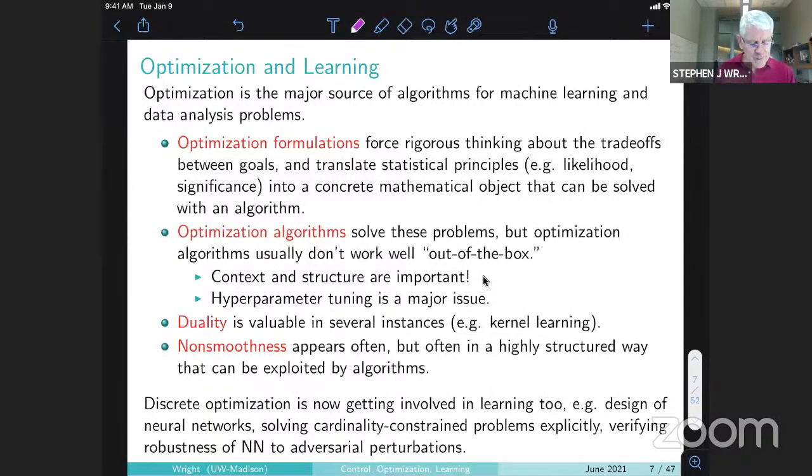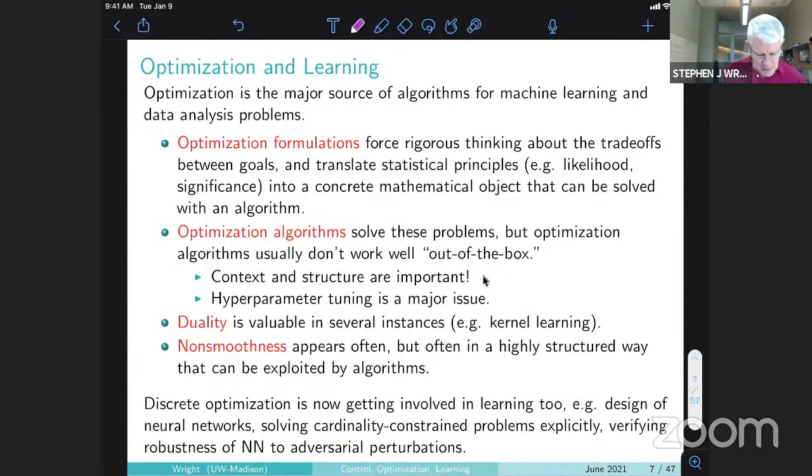And why is that? Well, formulating something as an optimization problem forces you to think rigorously about the different trade-offs between the goals of what you're trying to do. They allow you to translate statistical principles like likelihood and significance into mathematical equations or inequalities that you can then incorporate in a formulation. Basically, the formulation process forces you to think about all these trade-offs and to make concrete what you're trying to do. And then optimization algorithms, of course, there's a whole suite of algorithms that you can use to solve these formulations.